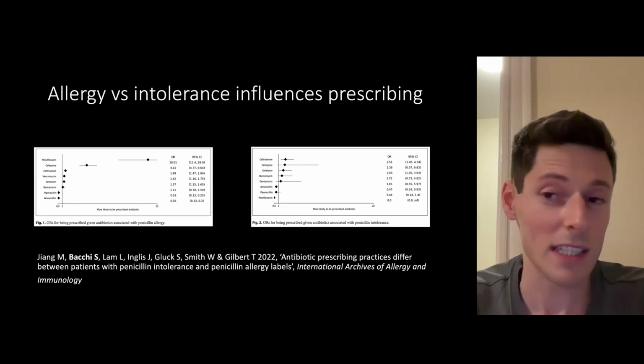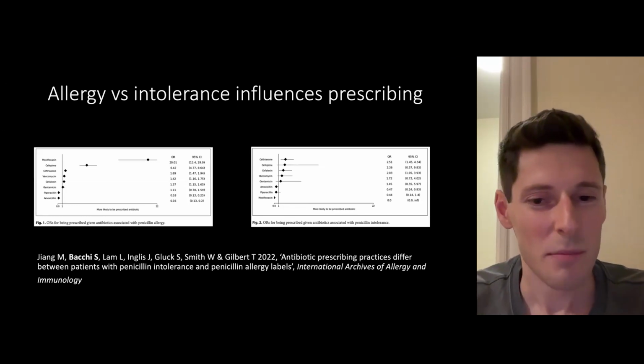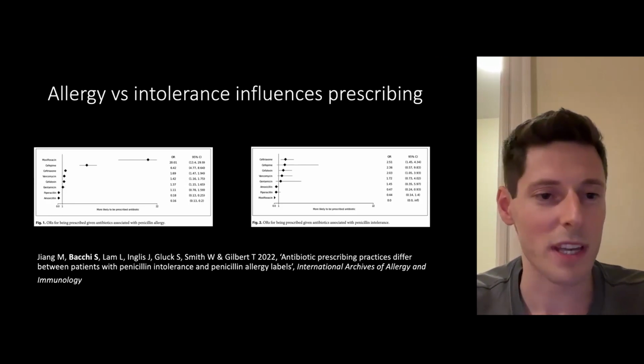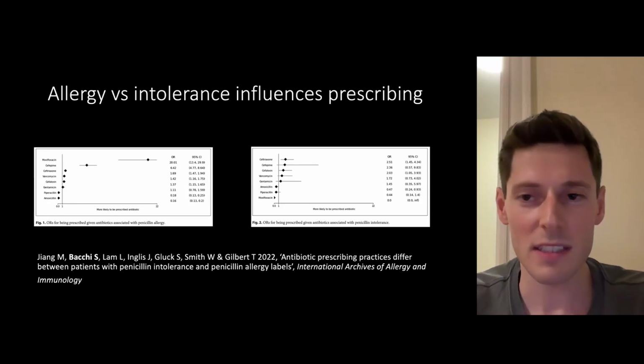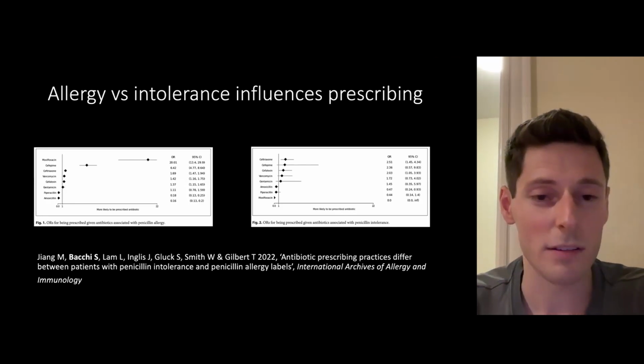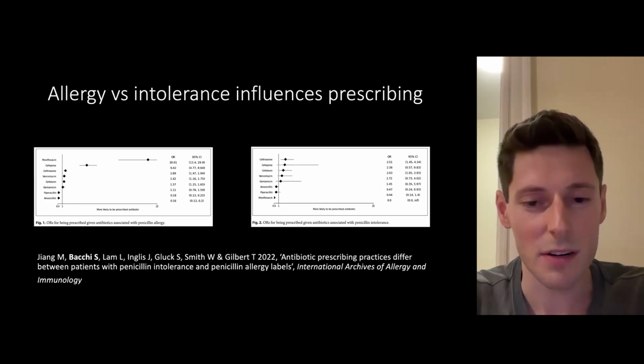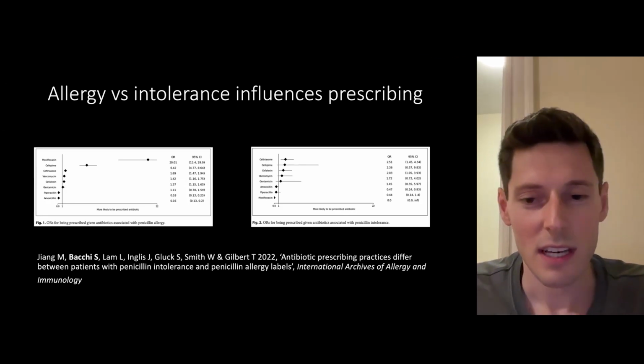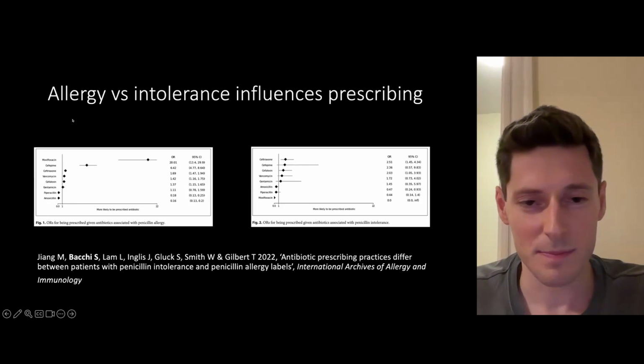So we first off looked at our population to see, does the allergy versus intolerance label make a difference to prescribing? And it does, unsurprisingly. People who have an allergy as opposed to an intolerance are getting more cefepime, more ceftriaxone, more vanc. So it's a significant distinction. So the question was, how can we go about trying to fix all of these incorrect penicillin allergy labels that should actually be intolerances? So we used artificial intelligence.